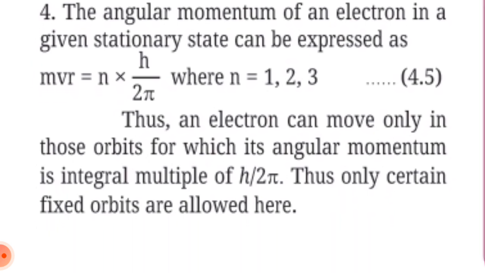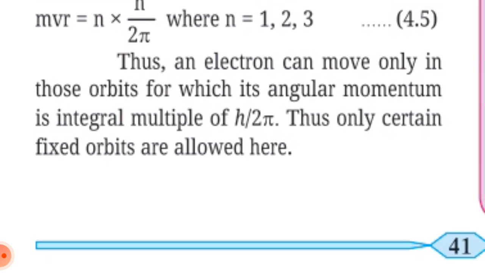Fourth, the angular momentum of an electron in a given stationary state can be expressed as mvr is equal to n multiplied by h upon 2 pi, where n is equal to 1, 2, 3. Thus, an electron can move only in those orbits for which its angular momentum is an integral multiple of h upon 2 pi. Thus, only certain fixed orbits are allowed.